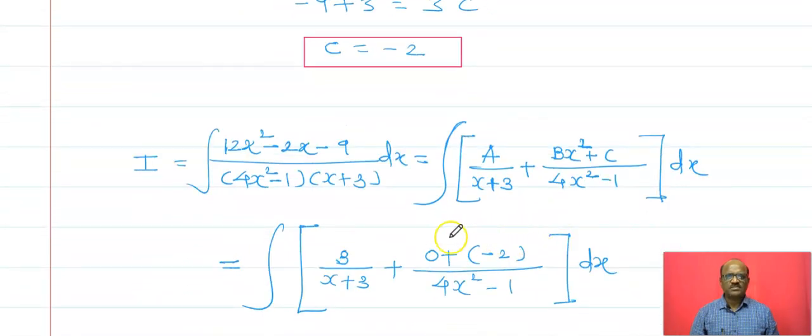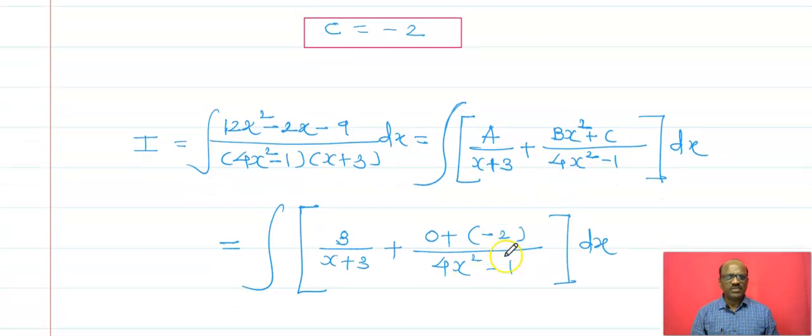And substitute here. Therefore integral (12x square minus 2x minus 9) upon (4x square minus 1) into (x plus 3) is equal to integral a upon x plus 3 plus (bx plus c) upon 4x square minus 1. Substitute the value of b is 0, value of a is 3. That is integral 3 upon x plus 3 plus, the value of c is minus 2, so minus 2 upon 4x square minus 1.